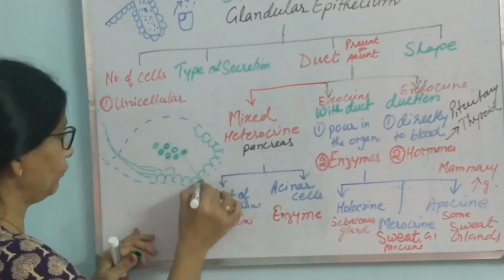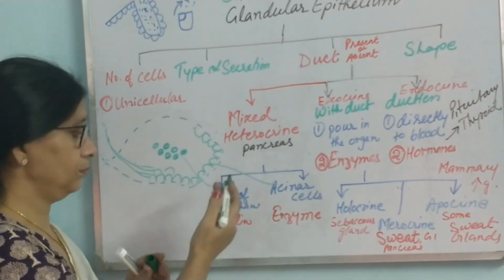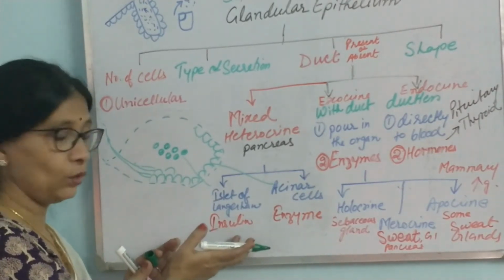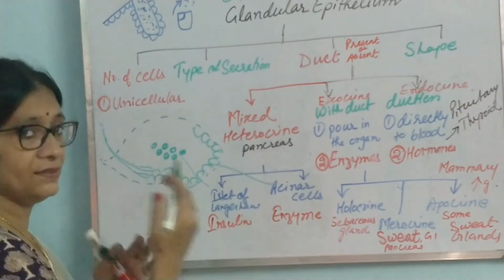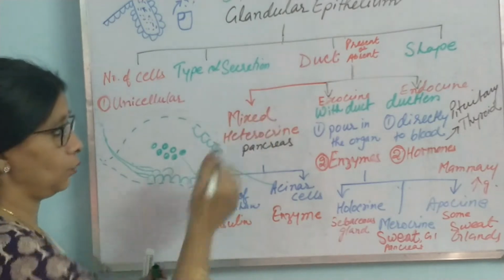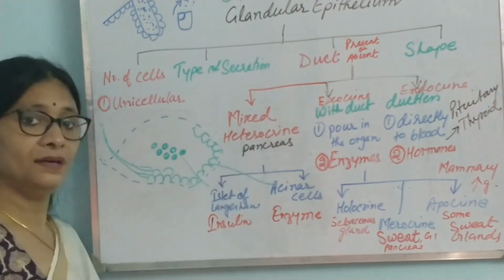This is islet of Langerhans and these are acinar cells. This one is an endocrine organ and this one is an exocrine organ. So this particular organ has both endocrine and exocrine parts in it, and so they are known as heterocrine glands. Examples are pancreas and testes.